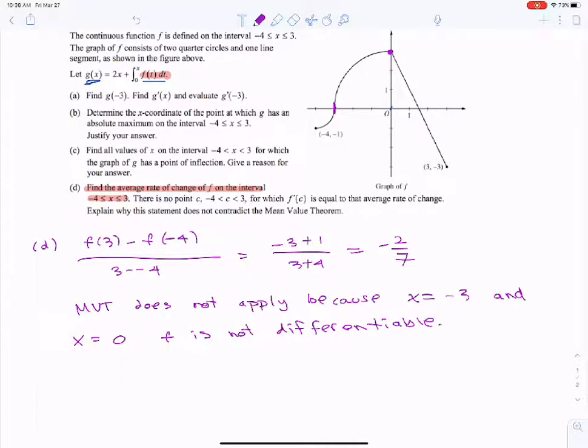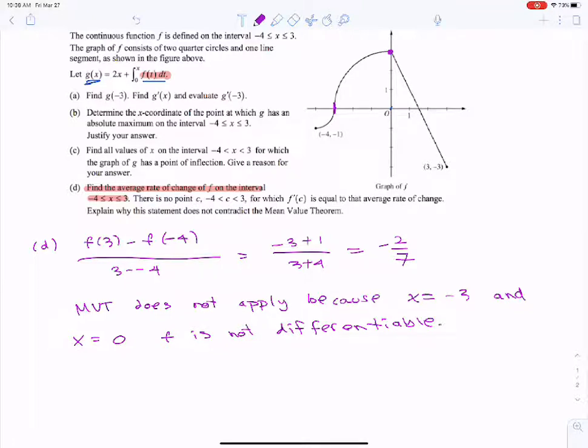Okay, see if you have any questions on that. So there's a question coming in, a couple of questions coming in. Question 1, when it says explain why the statement does not contradict the mean value theorem, I thought it meant that it does apply. No, so let's see what their statement was.